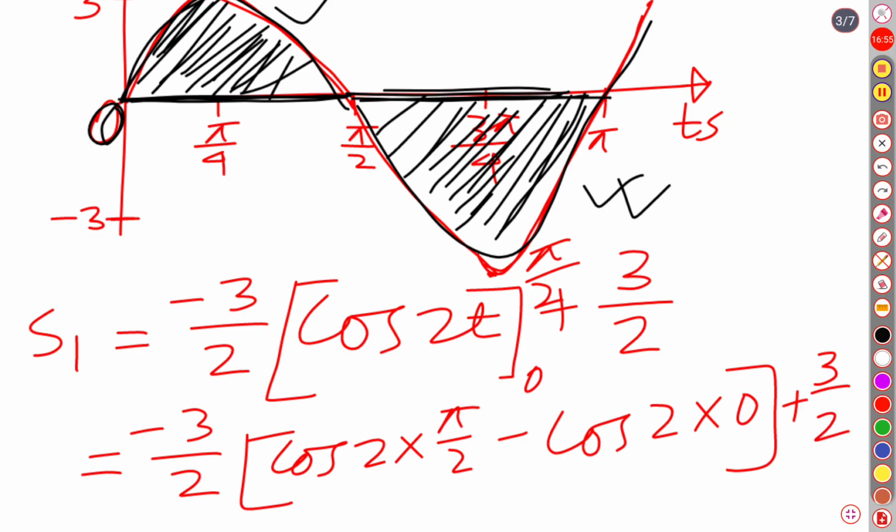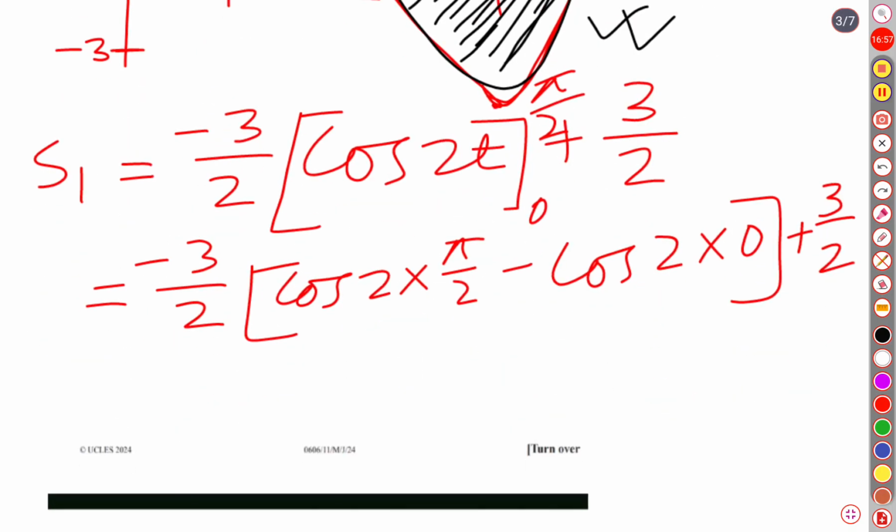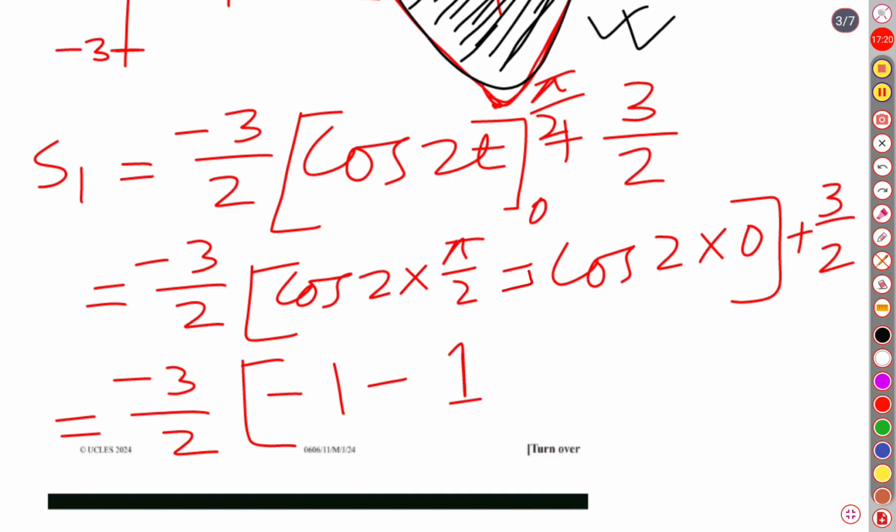Let me write it below this. Well, then it is going to be negative 3 over 2, and cos pi is equal to negative 1, because using your calculator you can come to know, or you can memorize it also. Cos pi is equal to negative 1, and cos 0 is positive 1. This negative symbol is actually this symbol. Then outside that there is 3 over 2.